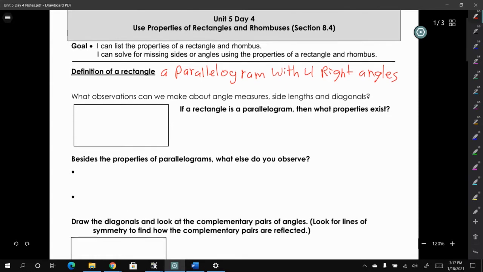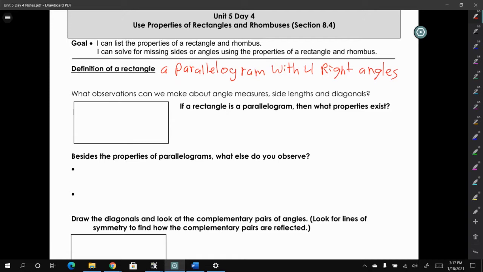Okay, so then what observations can you make about the angle measures, side lengths, and diagonals? Well, like we said, there's four right angles. Now, if a rectangle is a parallelogram, then what properties exist? So all the properties of a parallelogram.